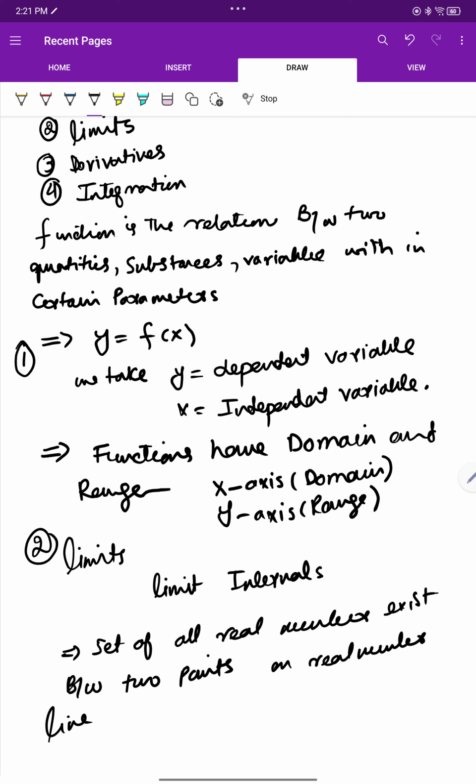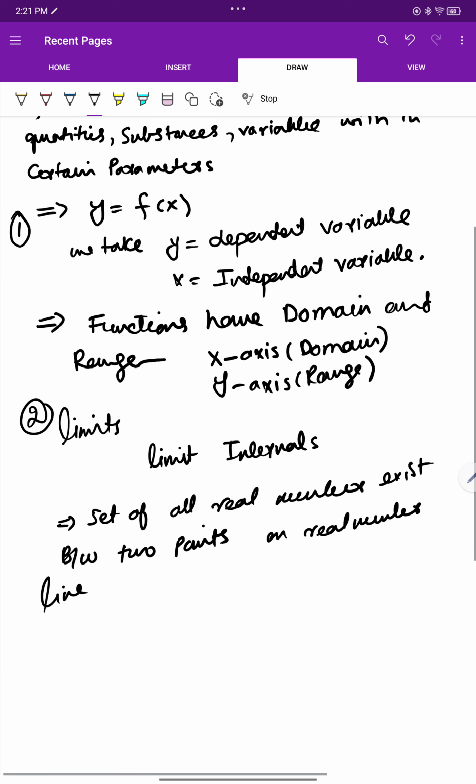So function have domain, and if you are asked what is domain, so domain is the x-axis. Any point on the graph is x-axis is called domain, and the range is the y-axis, which is in the graph.